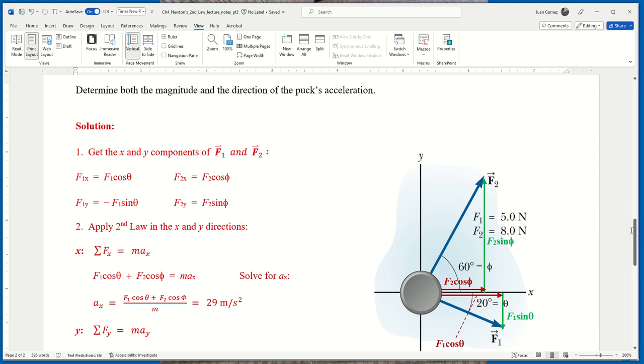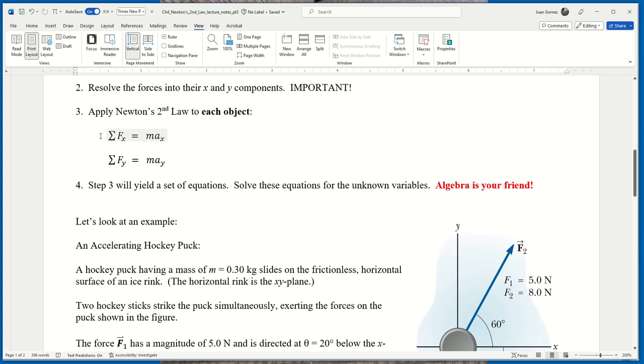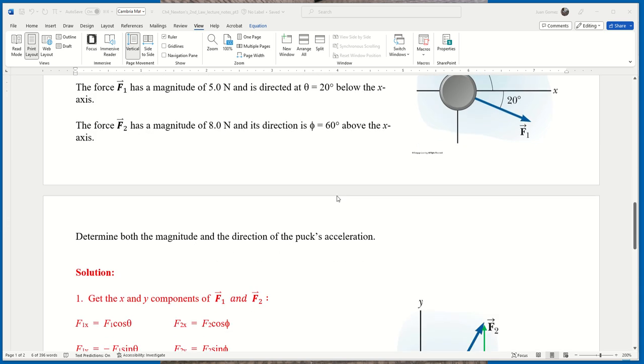Now I have to go ahead and apply Newton's second law to that hockey puck. But I have to apply it in both the x and y directions. I have to do it separately. You cannot add apples and oranges. You cannot add x's and y's together. You have to have two separate equations. One where you apply Newton's second law in the x direction, sum of the fx, and one where you apply Newton's second law in the y direction, sum of the fy's.